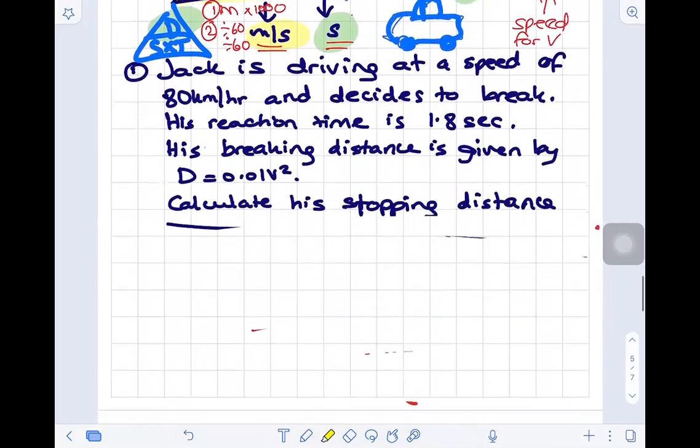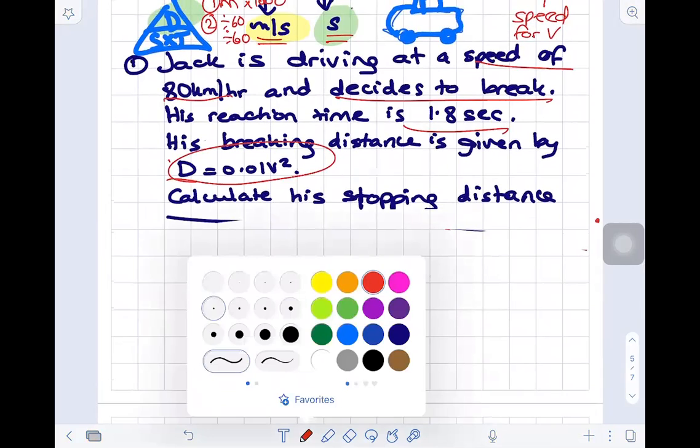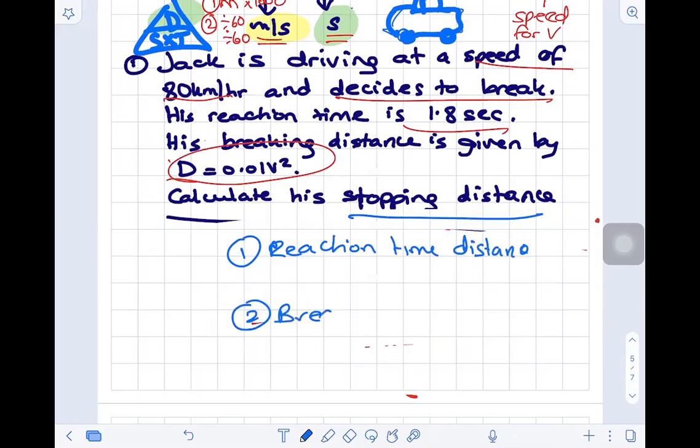So let's just look at Jack. Jack has a driving speed of that and decides to brake. His reaction time is 1.8. There's his braking distance. Okay, so let's go for it. First of all, we need to get the stopping distance. We have to do the reaction time distance first. That's step one. Then we have to do the braking distance. And then we do the total stopping distance.